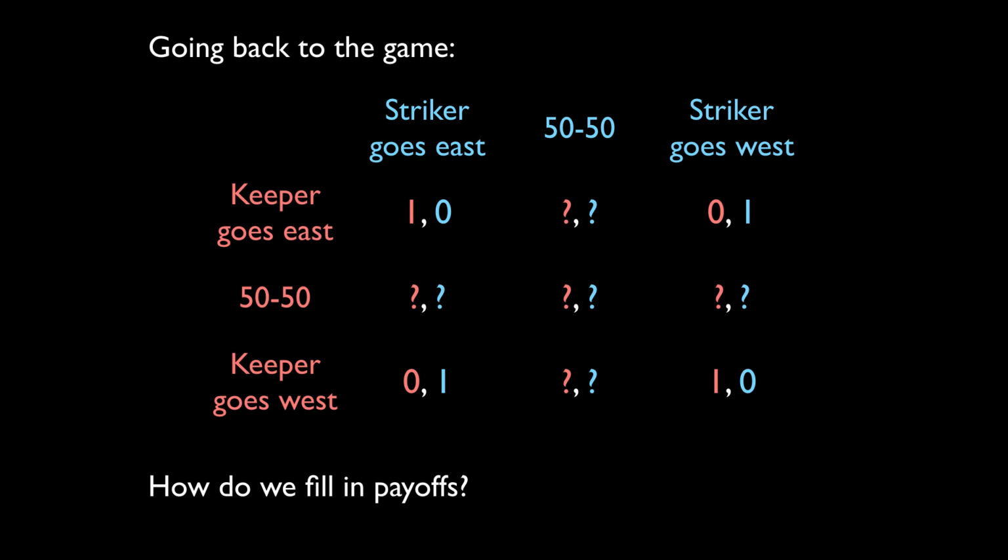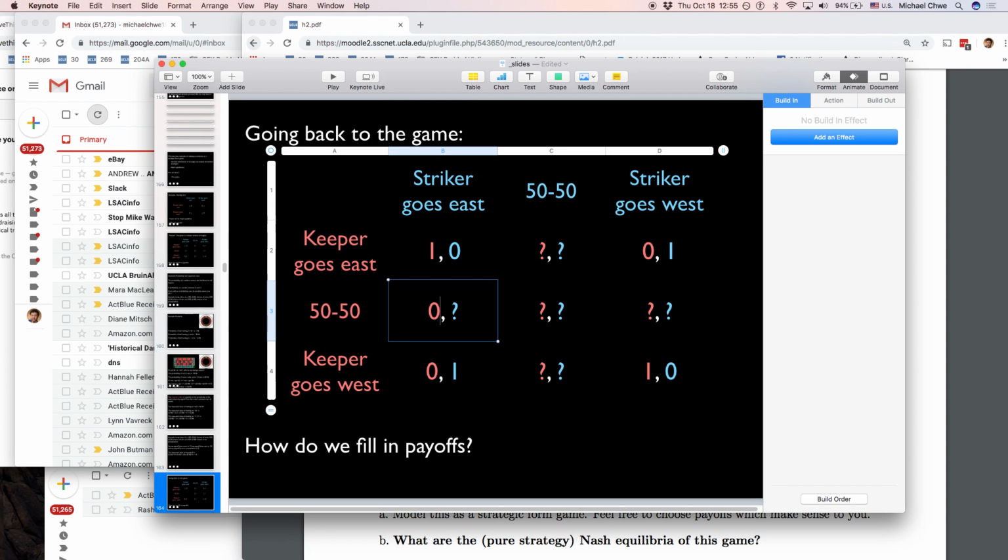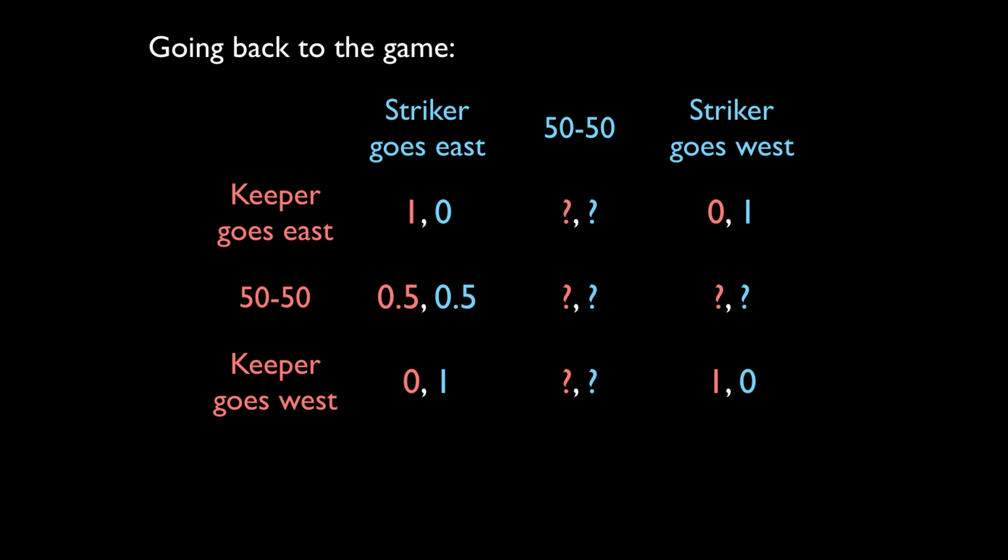Okay, how about the striker? Half the time we're either here or here. Half the time the striker is getting 0, and half the time the striker is getting a 1. So this number is also 0.5. Let's fill that in. Does that make sense, what we're doing? If the keeper's going 50-50 and the striker's going east all the time, that means basically half the time the striker wins, half the time the keeper wins.